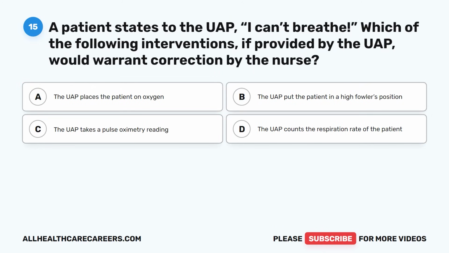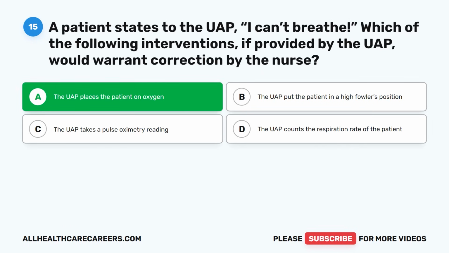Question 15. A patient states to the UAP, "I can't breathe." Which of the following interventions, if provided by the UAP, would warrant correction by the nurse? A. The UAP places the patient on oxygen. B. The UAP puts the patient in a high Fowler's position. C. The UAP takes a pulse oximetry reading. D. The UAP counts the respiration rate of the patient.